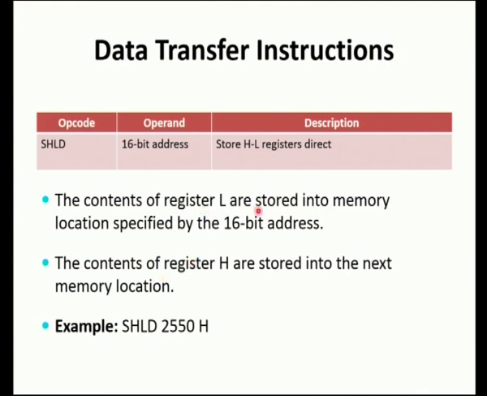SHLD 16-bit address is similar to the load instruction. The content of the L register is stored into the memory location specified by the 16-bit address. The content of the H register is stored into the next memory location. Example: SHLD 2550H. While executing that, the L content will be loaded into 2550H. After that, the address will be increased to 2551, and the H higher value will be loaded in the higher address.